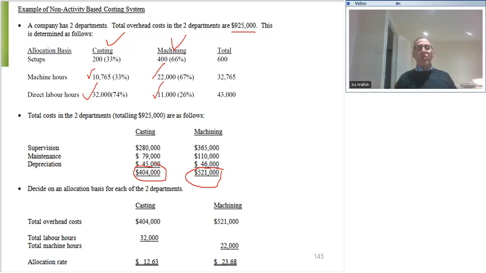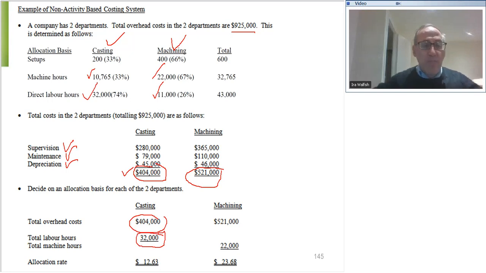If I was just to use traditional non-activity-based costing, I would simply ask myself, for each department, what are my total overhead costs? So for casting, it's 404. And then I would come up with just one basis for allocating all of my overhead. I don't care if the overhead emanates from supervision, maintenance, or depreciation. I would just use one driver, so to speak, for all of my overhead. So I might decide that for my casting department, I'm going to use labor hours. So I'm going to allocate overhead based on the number of labor hours used on each job.